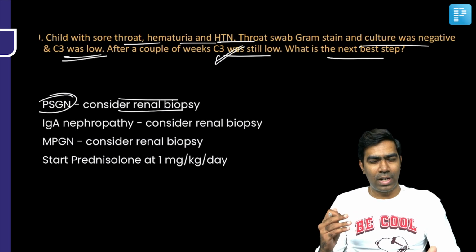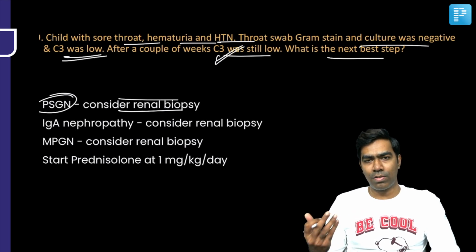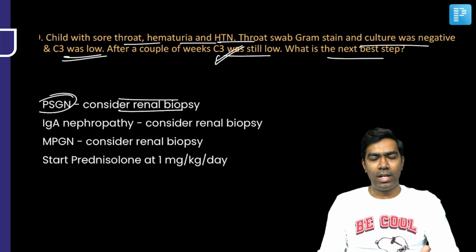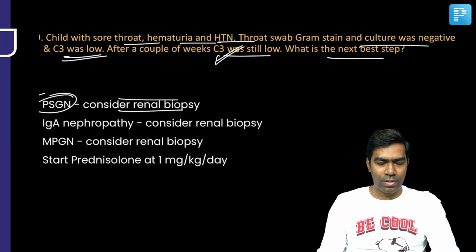There are very few selected situations where you do a renal biopsy in the case of suspected PSGN, like persistent hypocomplementemia or persistent kidney injury in the form of azotemia. Otherwise, we don't really do a renal biopsy. We just treat it conservatively, taking it as PSGN unless proved otherwise. So the right answer for this question is option A.